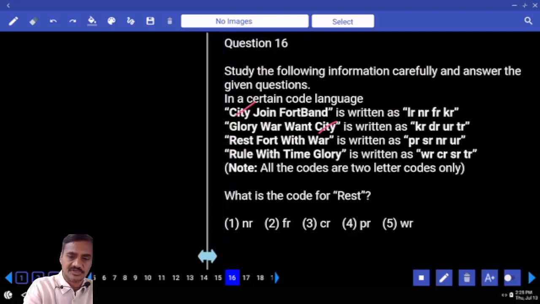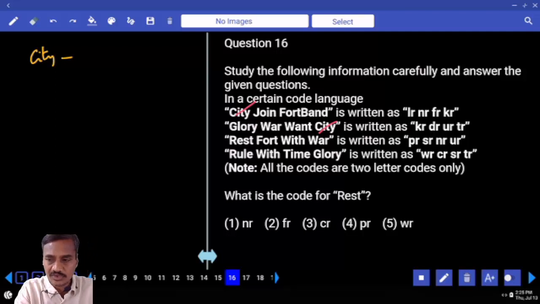And city is the word that is common. City is the only word that is common, and the code that is common between these two. What is the code? KR. And the code to the word city is KR.